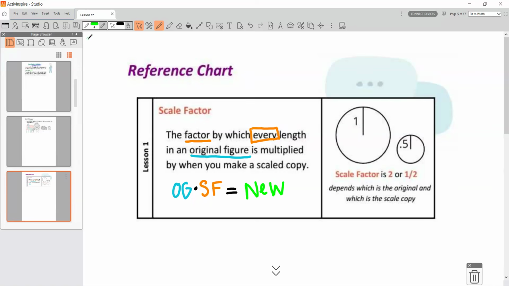Okay, so if we take the original length, whatever it is, in this case, the original is this radius of 1, and then we're going to multiply that by the scale factor. Okay, that will give us our new length. So 1 times 1/2 gives us 1/2. Okay, and then we could do it the other way. So if the 0.5 had been our original, the scale factor to get back to this one would be times 2. They're reciprocals of each other, so they would flip.